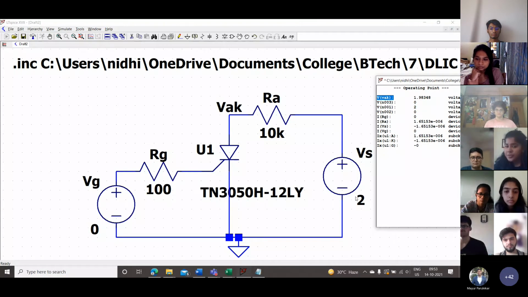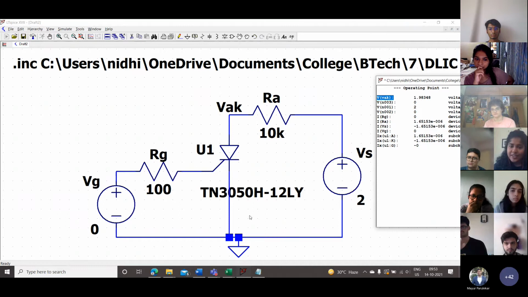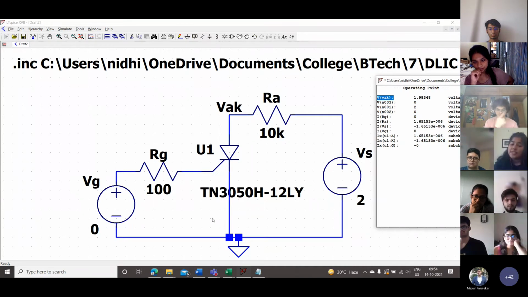So I'm just going to open this question to y'all. Why do you think that we're getting 1.983 across the SCR? Any ideas, guys? It's a tough question. It's okay if you can't answer. The reason that we're getting this almost entire voltage drop across the SCR is because our SCR is off. It's acting as an open circuit. And if there's an open circuit, your entire voltage simply transfers to those terminals. So the reason we're getting this almost entire 2 volts drop across the SCR is because the SCR is not conducting.